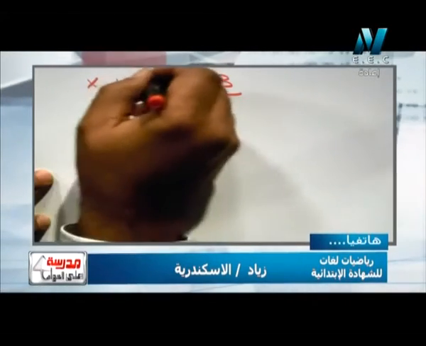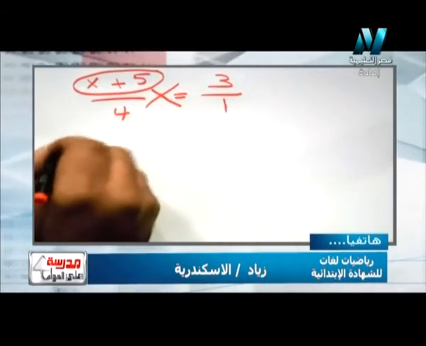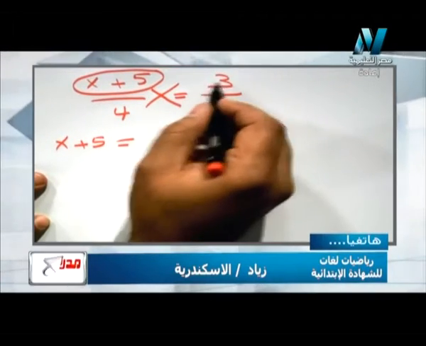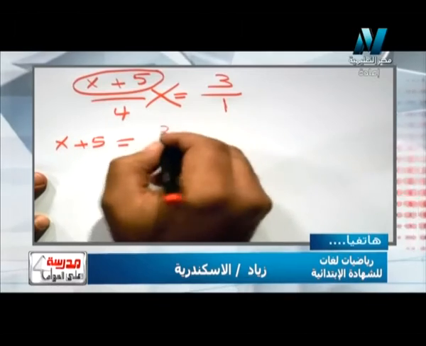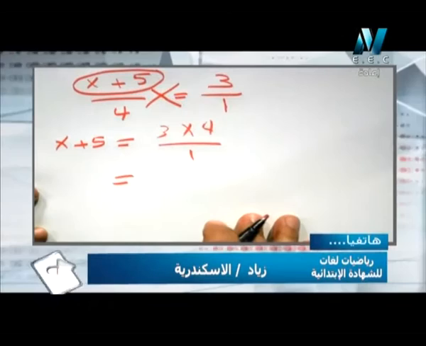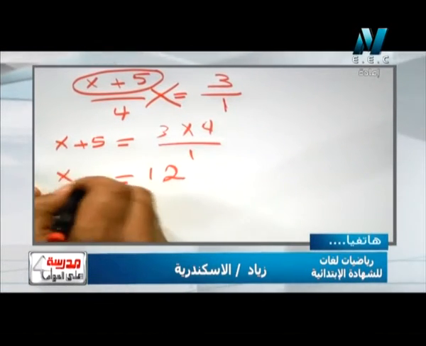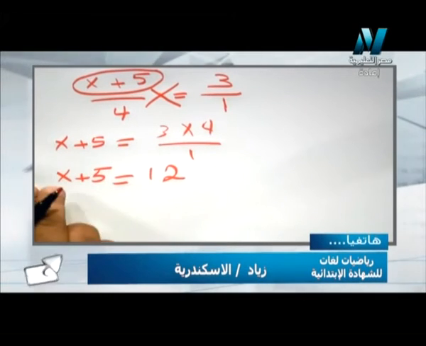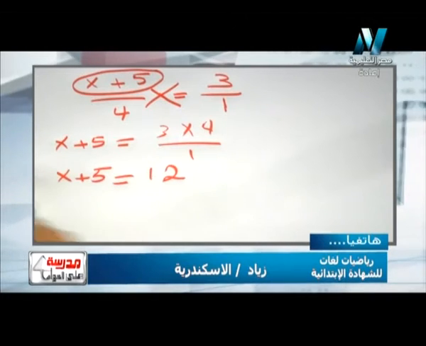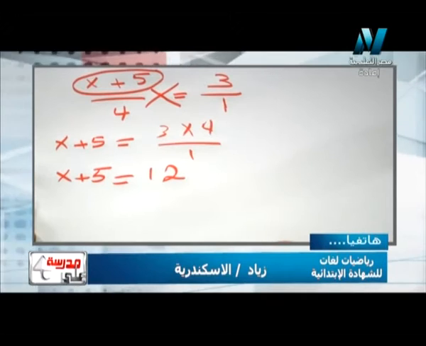Let's do cross multiply. Let's write x plus 5 equals 3 times 4 over 1. With me, Ziad? 3 times 4 over 1 equals 12, right? x plus 5 equals 12. What is the number if we add it to 5? The result will be 12.